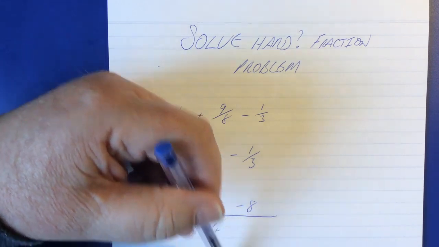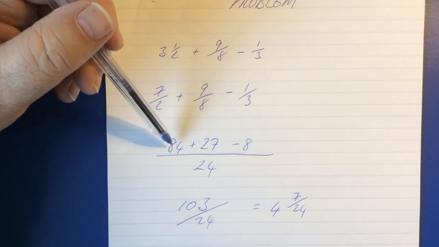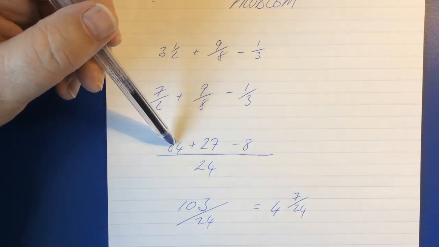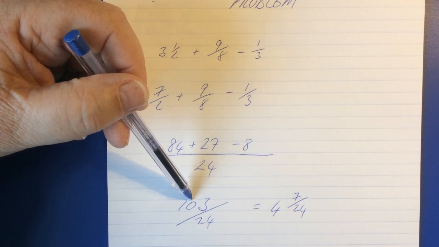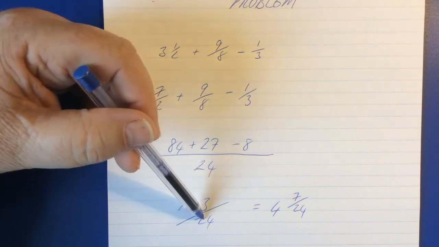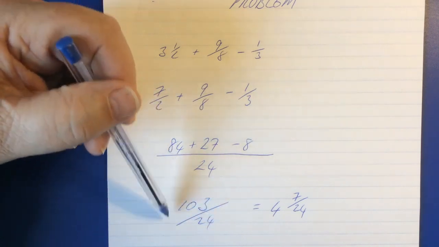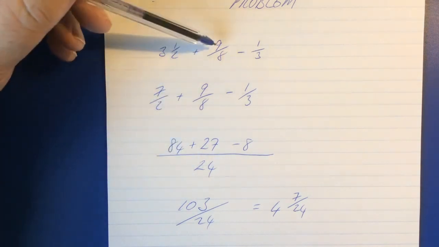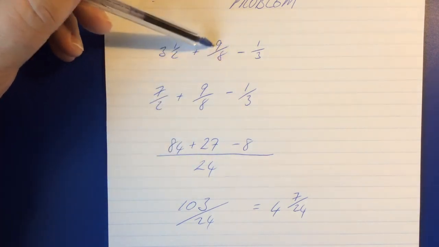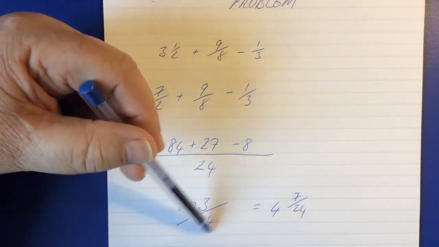103 over 24 is an improper fraction. Sorry, let's do that again. I wasn't in frame. 84 plus 27 minus 8 is 103. 103 over 24 is an improper fraction. Now we could leave this because part of the question was asked as an improper fraction. So we could leave it like this if we wished.